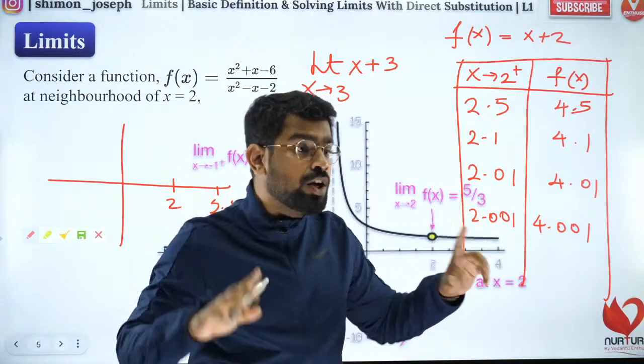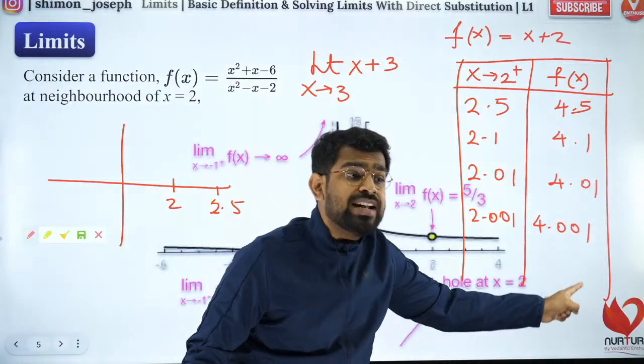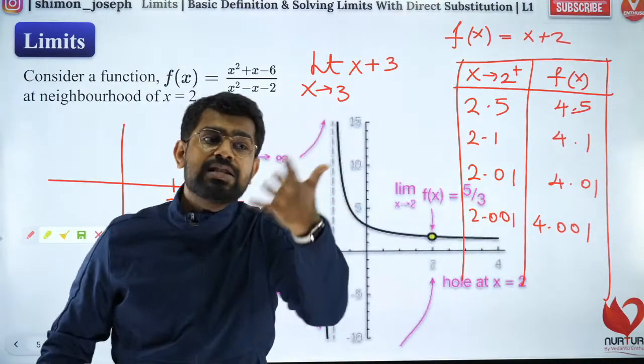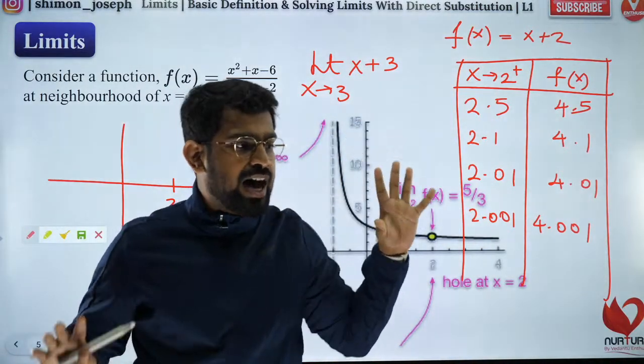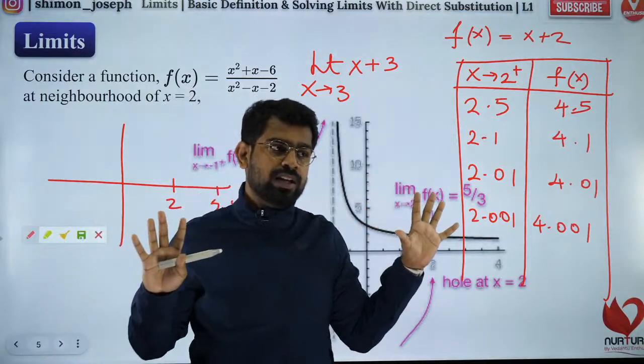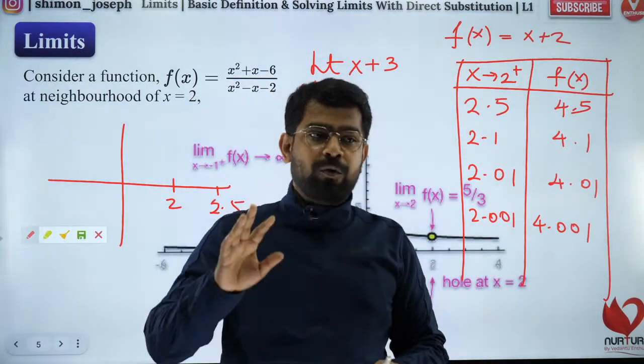Did you guys like that? So here, the functional value tends to 4, but the limit is 4. Are you all happy with it? Everybody clear with that? Fantastic, guys.